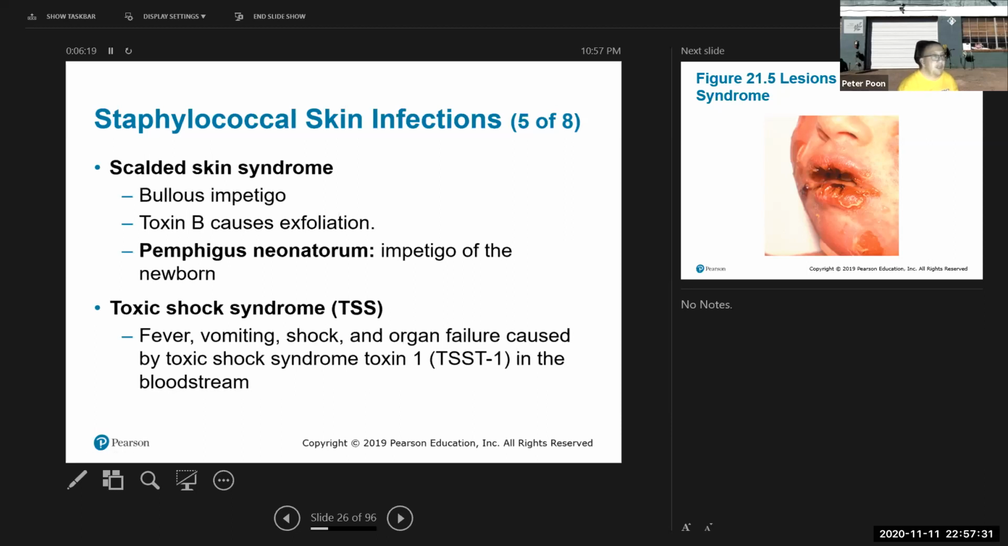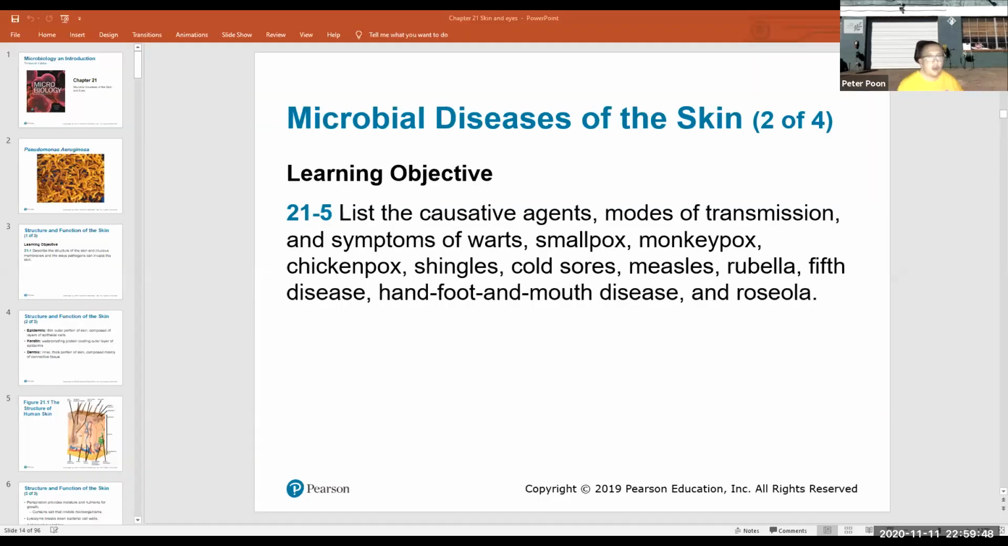Let me see if I have a picture. Toxic shock syndrome. Make sure your eyes are on the right thing. Share screen.